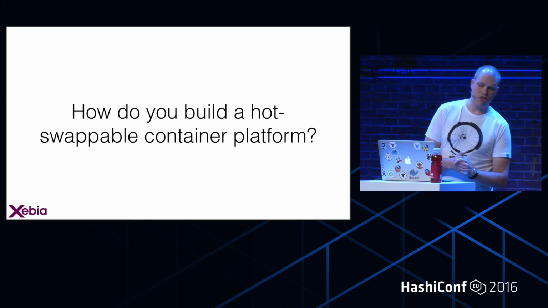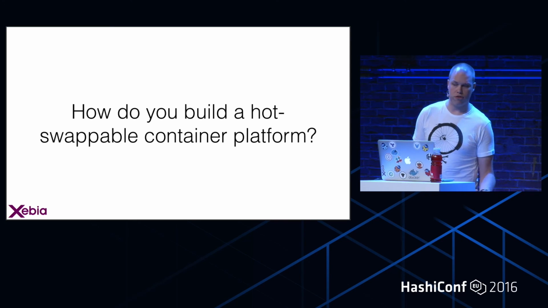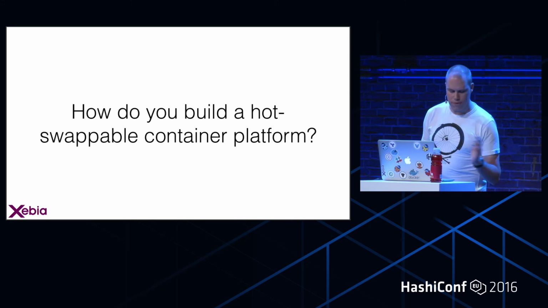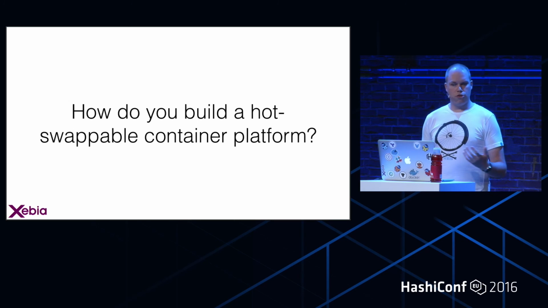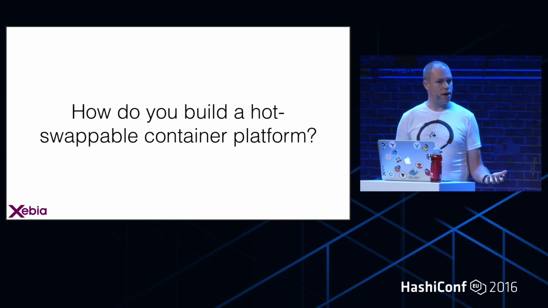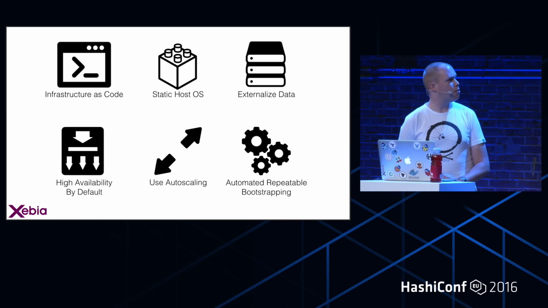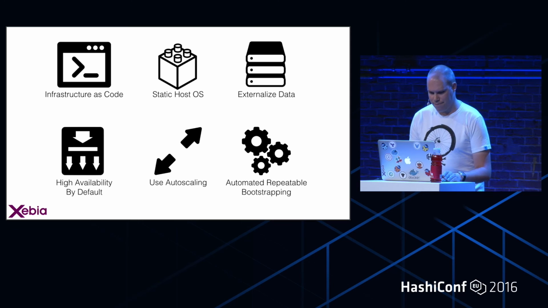So how do you actually build a hot-swappable container platform? Well, the implementation specifics heavily depend on your technology choices. For instance, our reference stack uses CoreOS and Fleet. It will definitely be different than Kubernetes, for instance. But that's not what I want to focus on today. Instead, I want to focus on 6 general principles that you can apply to whatever technology choice you make to build your own hot-swappable container platform. And I will give them away immediately, and then dive in.